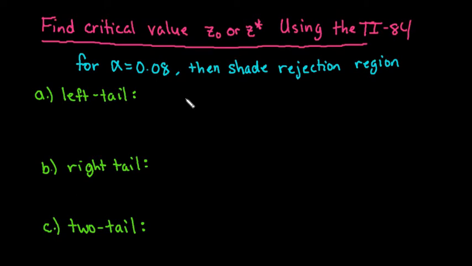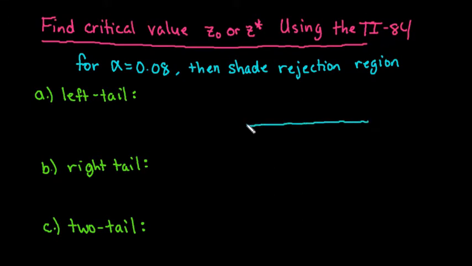Hi, for this video what we are going to do is find a critical value, and I have given an alpha that is not in a table. So sometimes you have to find the critical value without using the table. So what we're going to do is use the TI-84 to help us find that.